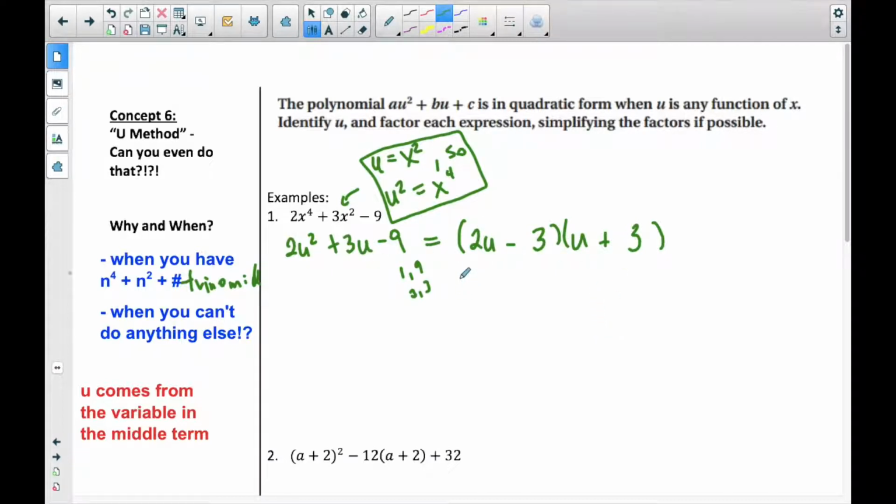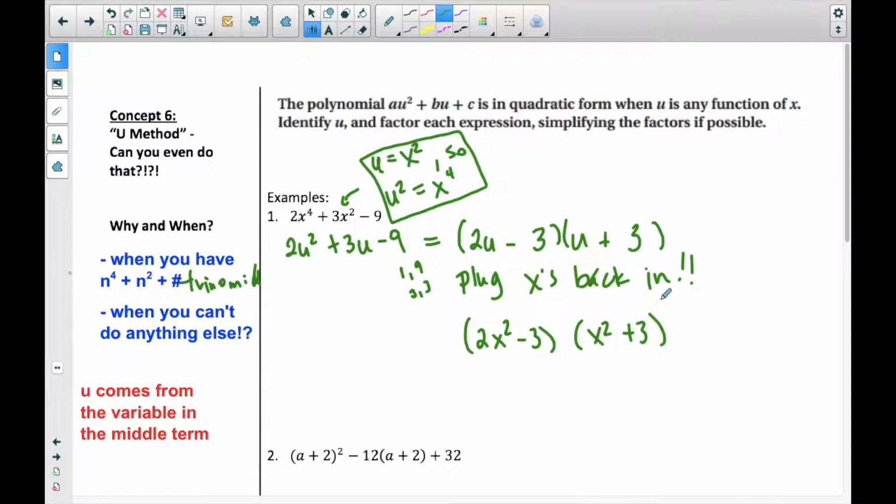The last step here is not to forget to plug in the x's that we used to have. Okay, so we have to plug our x's back in. So remember, u was x squared. So instead of 2u, we need to go back to calling that 2x squared. And u, again, was x squared, so we'll call that x squared. And now I am done.